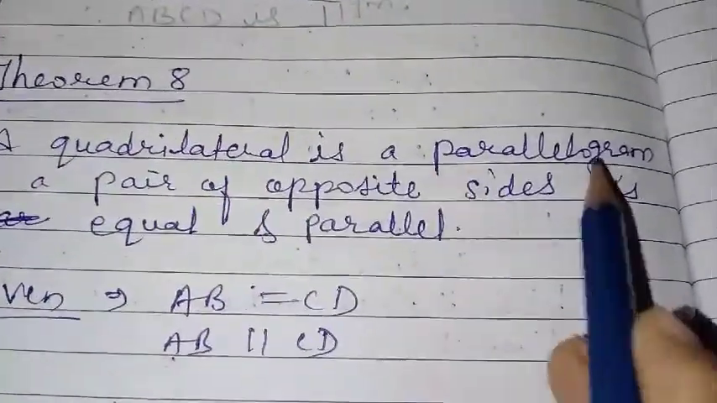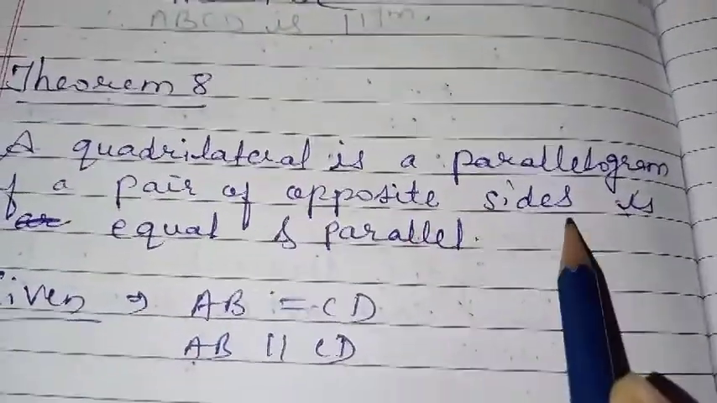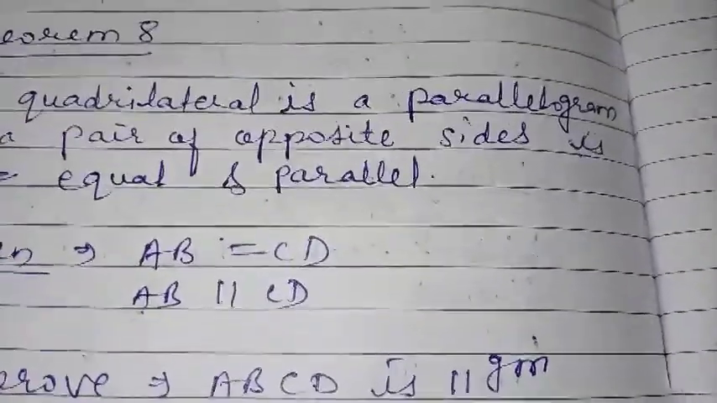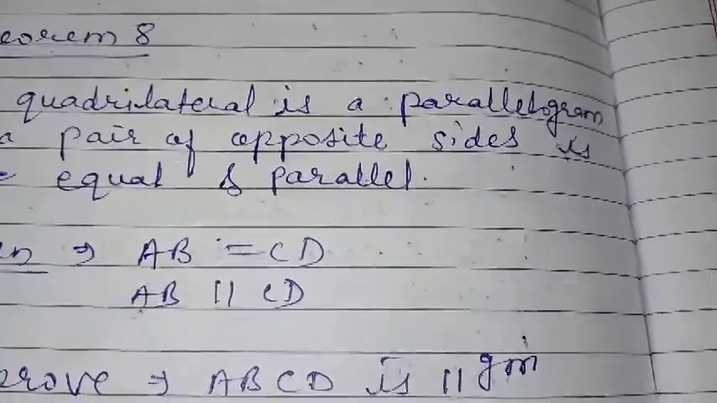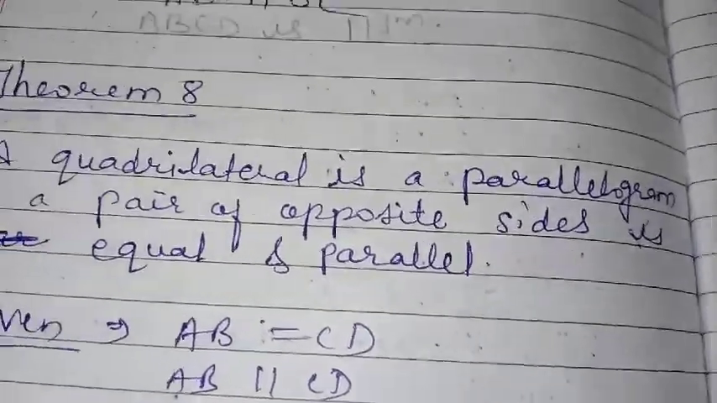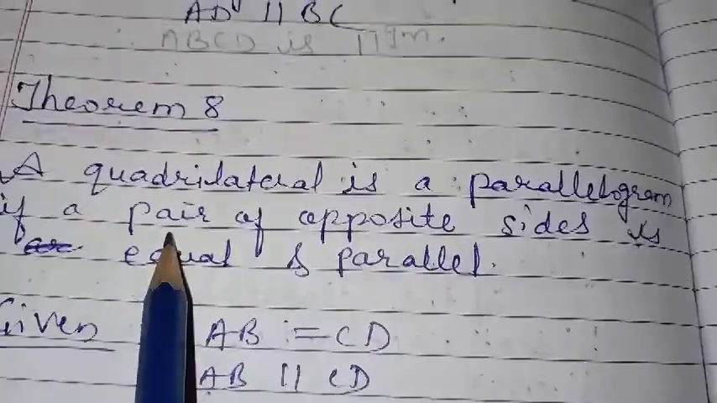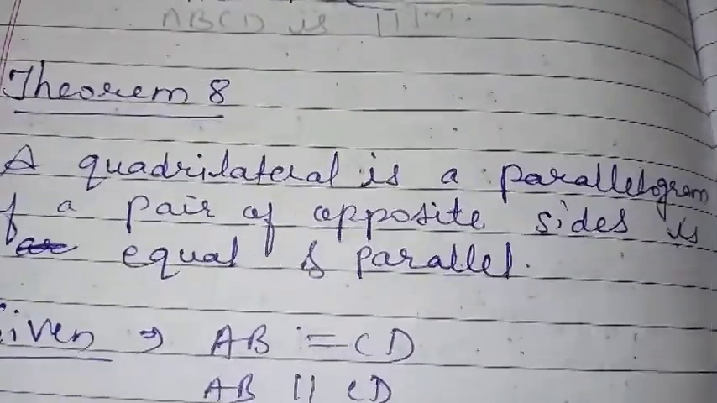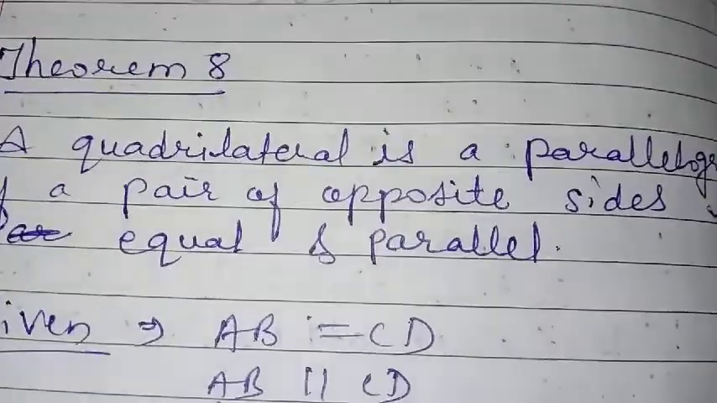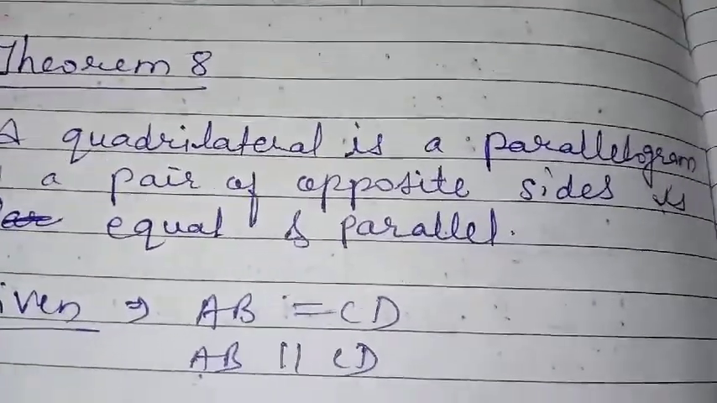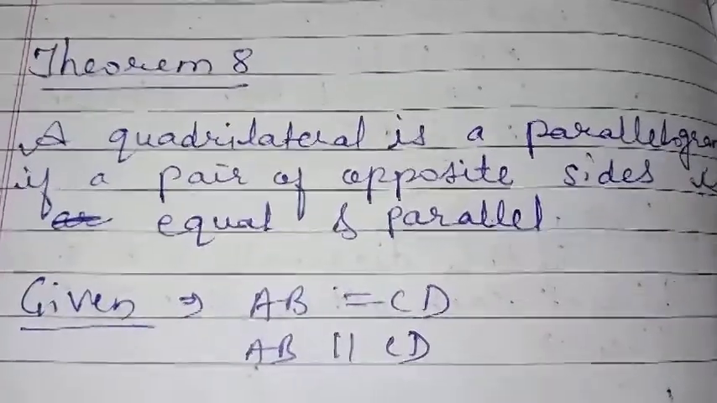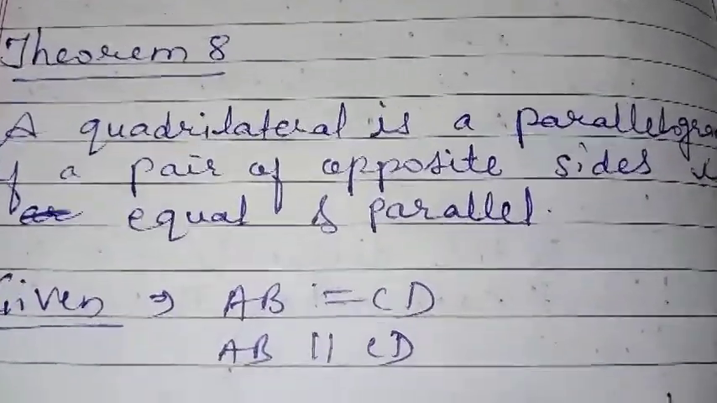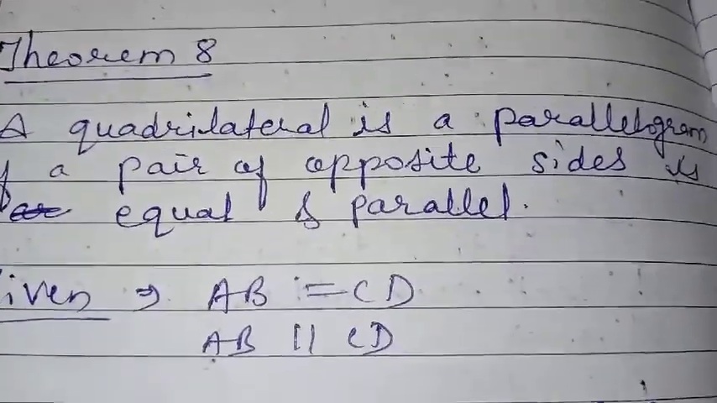A quadrilateral is a parallelogram if a pair of opposite sides is equal and parallel. Okay, it's a very important theorem. In many questions we are going to use this theorem: if in any quadrilateral one pair of opposite sides is equal and also parallel, then that quadrilateral is a parallelogram. How? Let's prove it. And for the questions we can directly apply the theorem. Since the opposite sides are equal as well as parallel, therefore the given quadrilateral is a parallelogram.